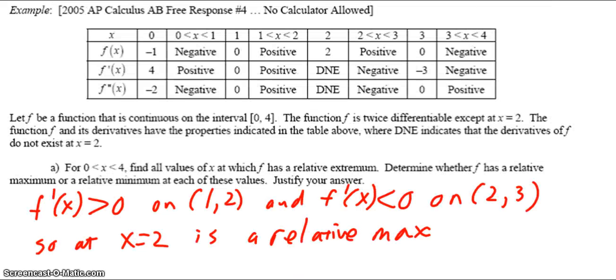Alright, so for part A, there is only one relative extremum, and that is going to be at an x value of 2, or at the point (2, 2).